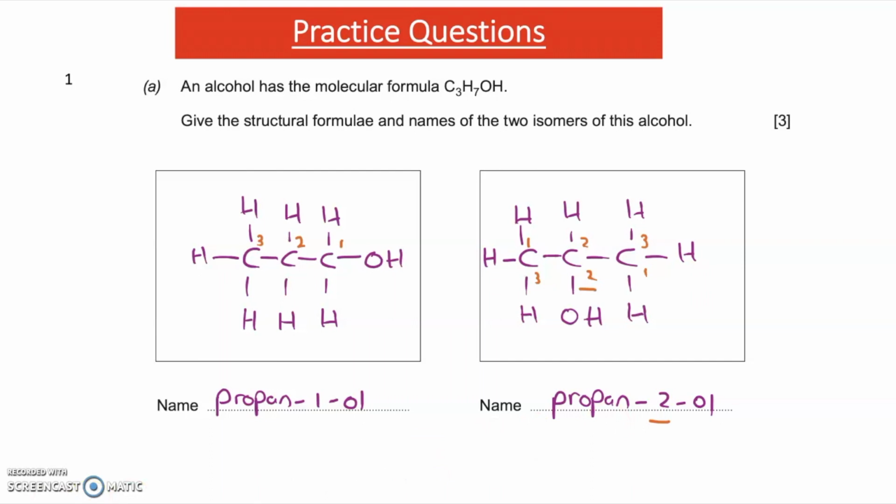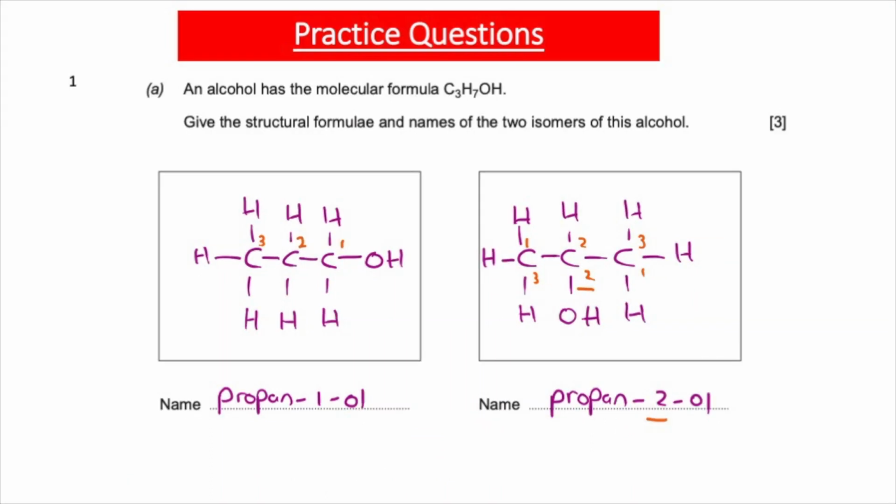So this question is worth 3 marks. There's 1 mark if you drew the structure of propan-1-ol correct, 1 mark if you drew the structure of propan-2-ol correct, and 1 mark if you had both names correct.